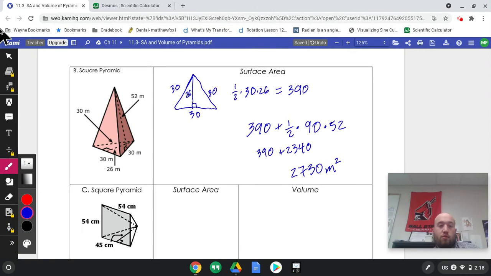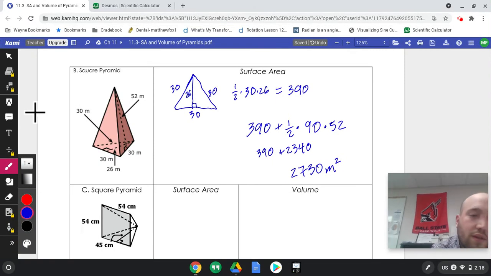All right, and we're back. Oops, right here I notice I have square pyramid. That should say triangular pyramid.